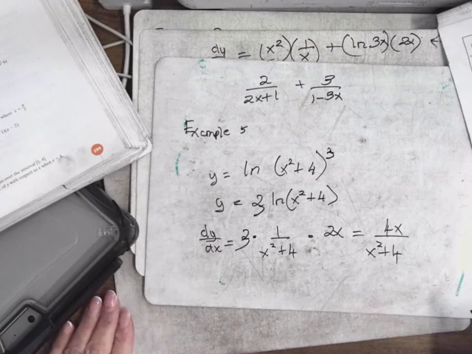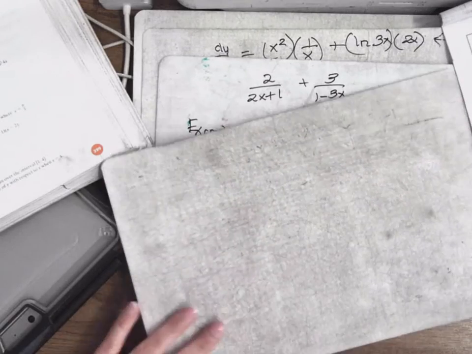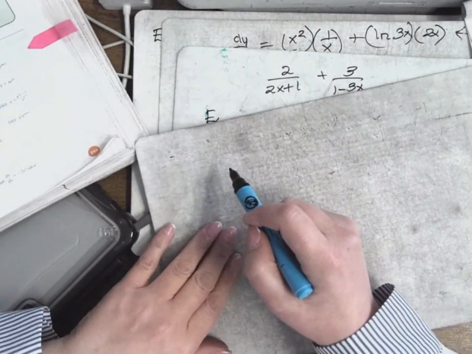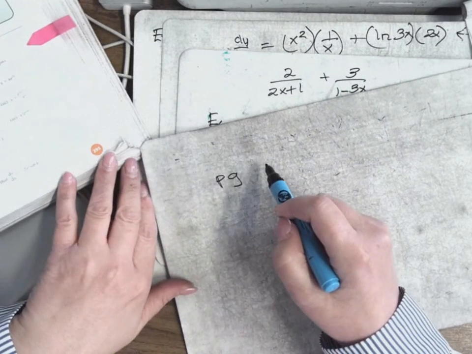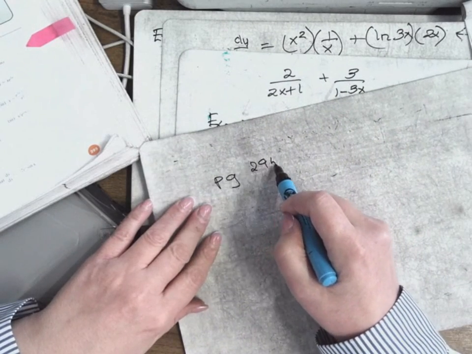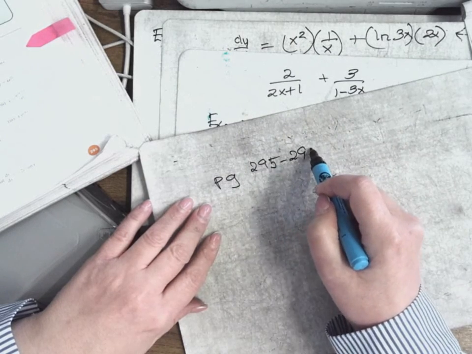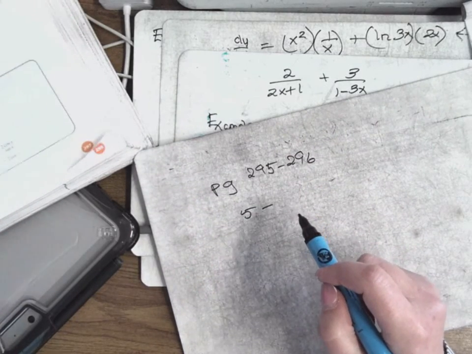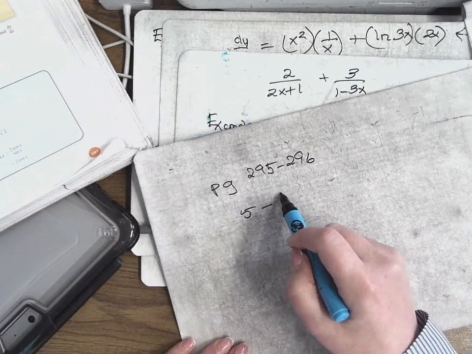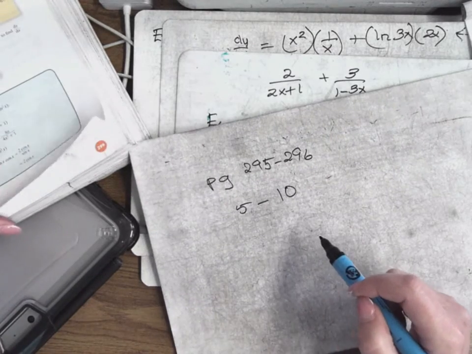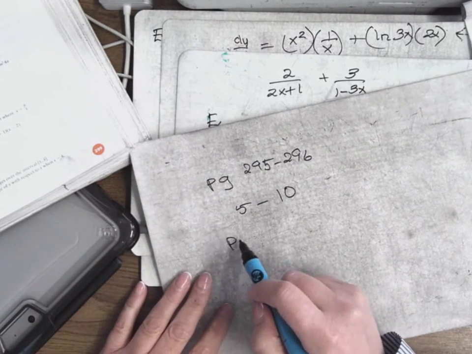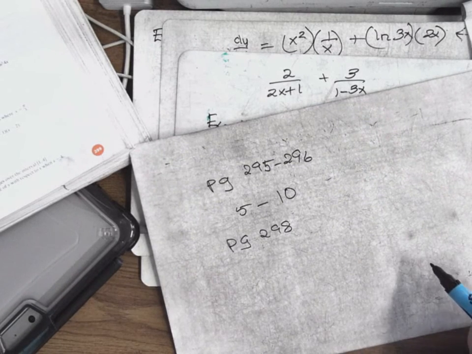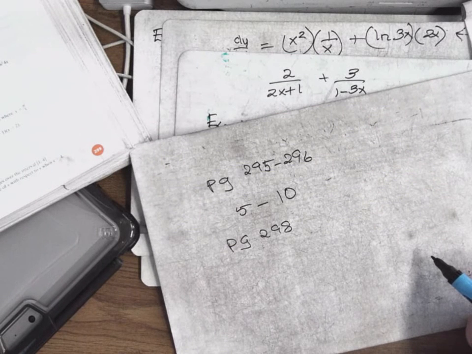Right? Okay? Will I give you your homework and let you off? So we'll go back to page 295 to 296, and we're going to do 5 up to 10. I'll put up the pictures in a minute. And then on the log ones, we're going to do page 298.